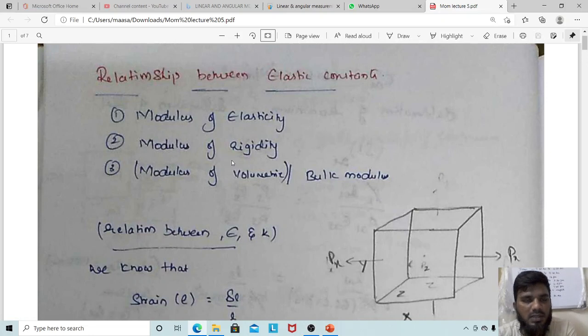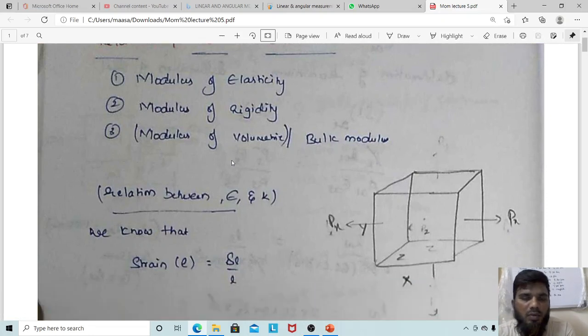Already we have discussed a few of them, that is modulus of elasticity. If the body is within the elastic limit, the stress and strain are directly proportional, and that constant is the modulus of elasticity. Modulus of rigidity comes into picture once the material crosses the elastic limit and enters the plastic region. Similarly, the bulk modulus comes under volumetric strain. We have discussed all these things.